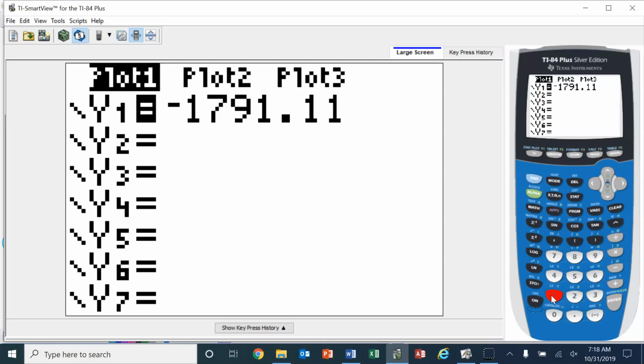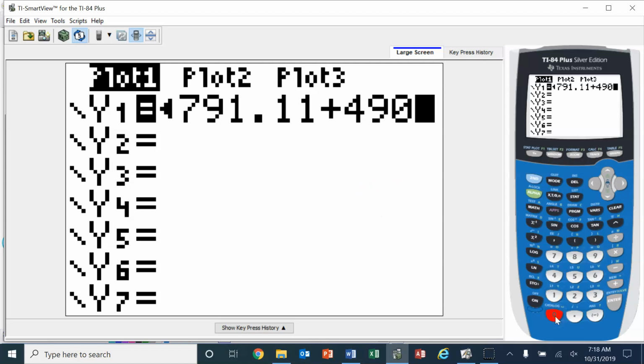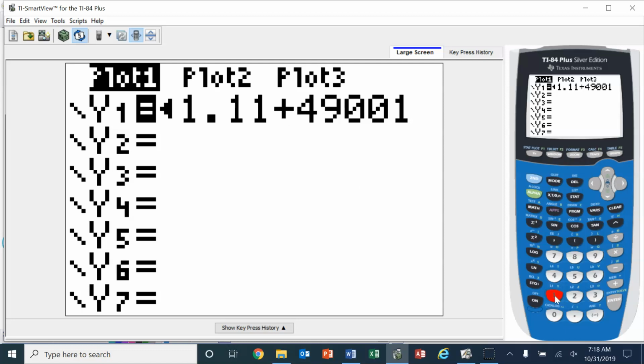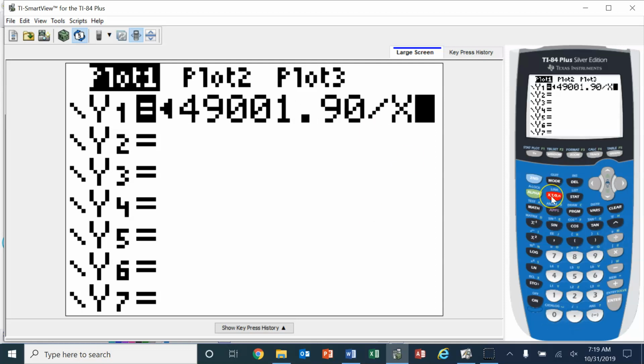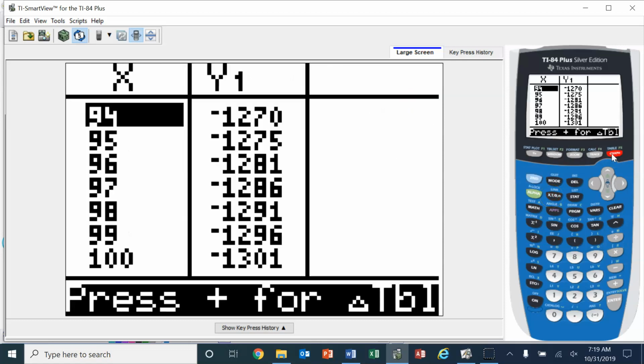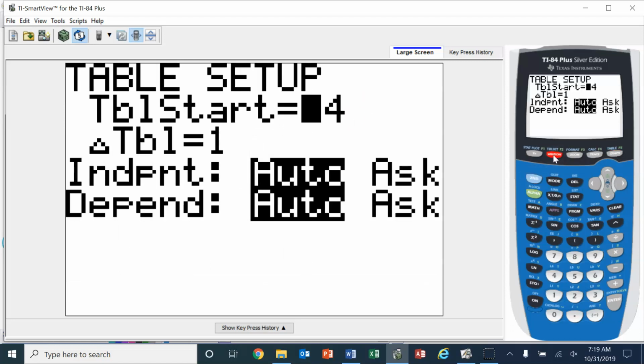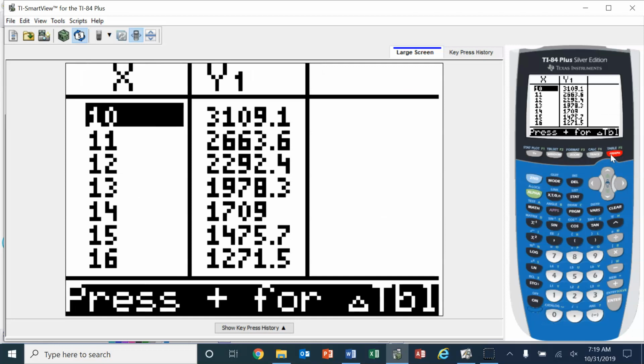1791.11 plus 49,001.90 divided by x. And I'm just going to go to my table. Okay, well, my table's way off, so I'm going to jump back to 10. To jump, you go second window, type in the number you want to jump to, and then go back to the table. All right, so there's my prediction for 10 years.